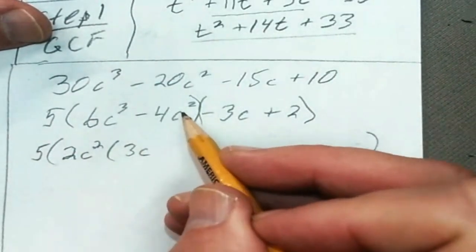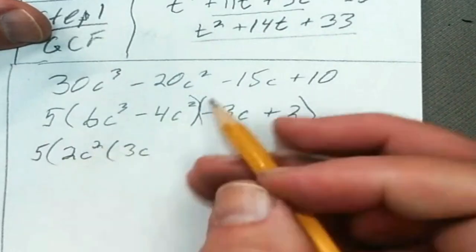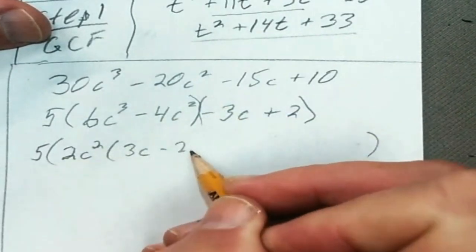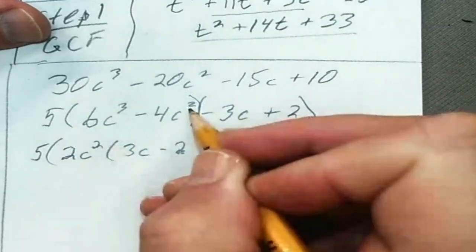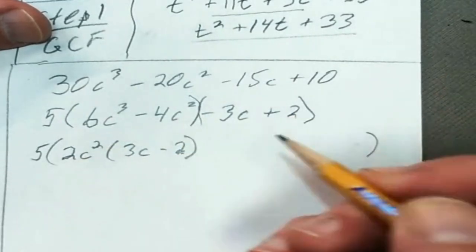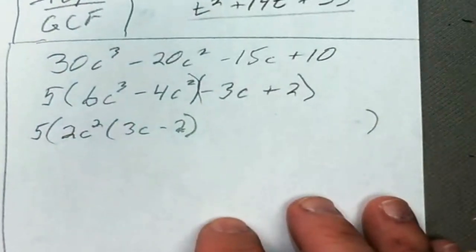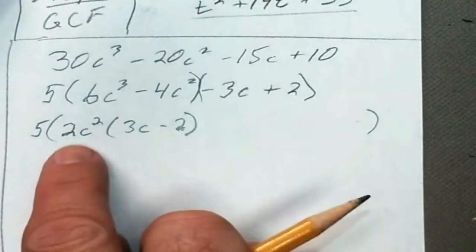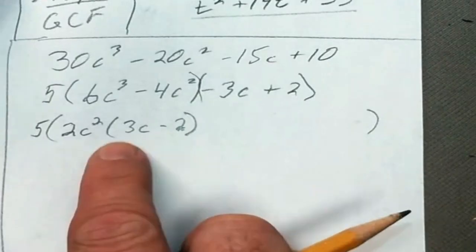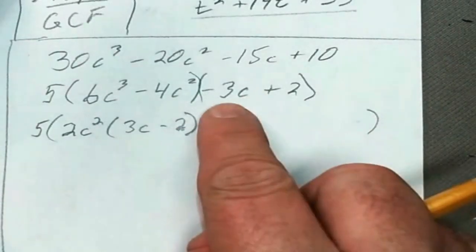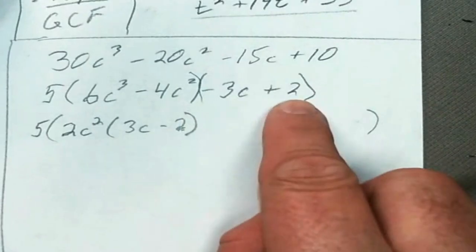Negative 4c squared divided by 2c squared, negative 2. And there's no c left because c squared divided by c squared is just 1. So the first step, we're able to factor out this, just leave c, 3c minus 2. If we look at this, we're like, well, there's nothing in common.